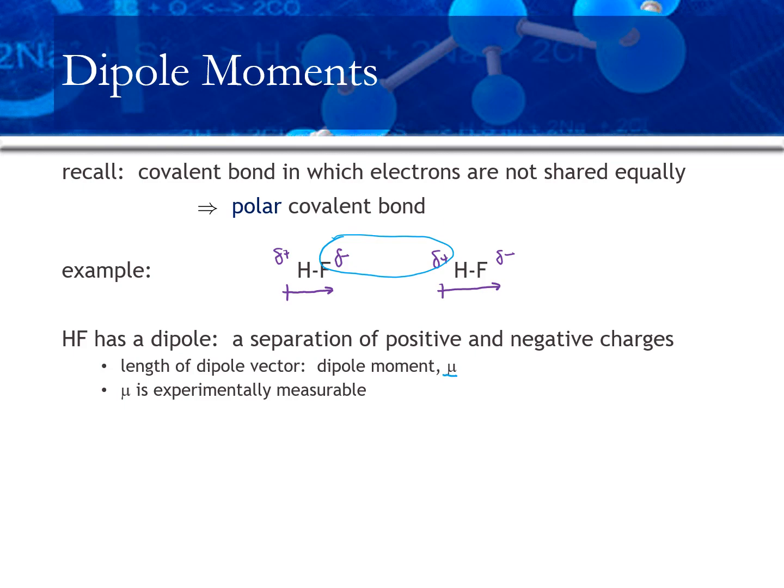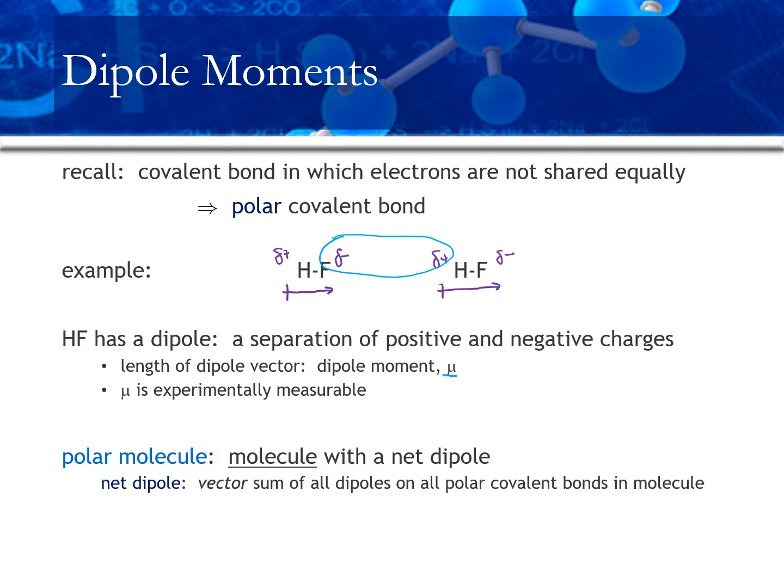Now, so far we've really just described a polar covalent bond. By a polar molecule, what we mean is a molecule that has a net dipole, where the net dipole is the net vector sum of all of the dipoles on all polar covalent bonds in the molecule. In other words, a polar molecule has one side of the molecule that has a positive charge and the other has a negative charge. Let's see some examples.